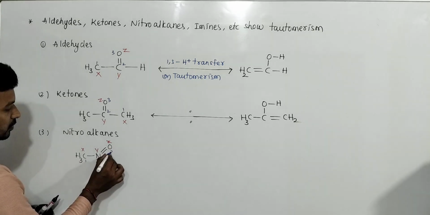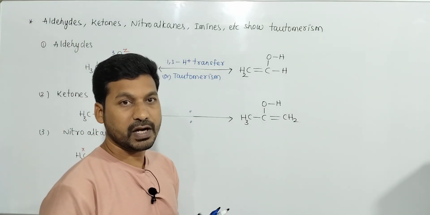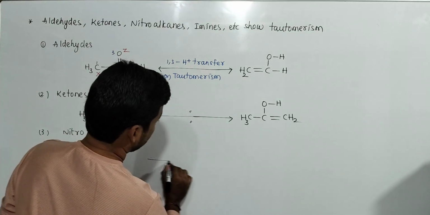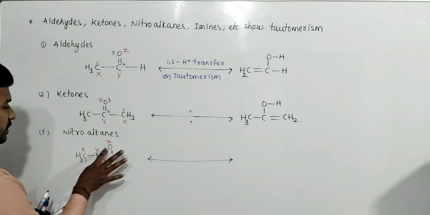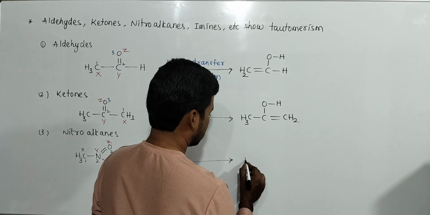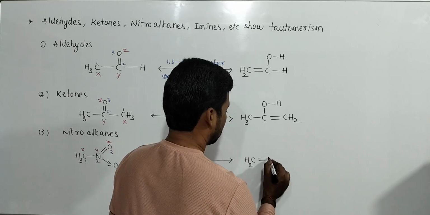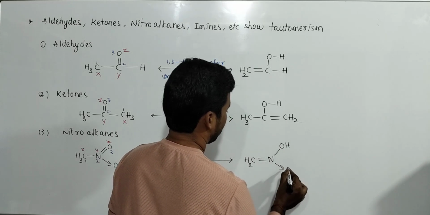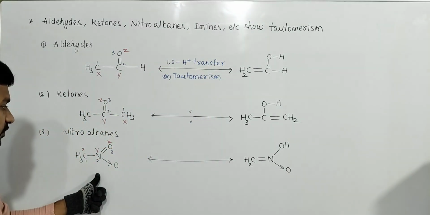1, 2, 3. This numbering is not the numbering of carbon atoms in the parent chain. This is just a shift between the 1 and 3 positions. If they participate in 1,3 proton transfer, then what happens? This hydrogen comes here between X and Y, and a double bond forms between X and Y. CH3 becomes CH2, with a double bond here, and the hydrogen comes here and it becomes OH. This is the enol form, and the other is in the form of ketone.